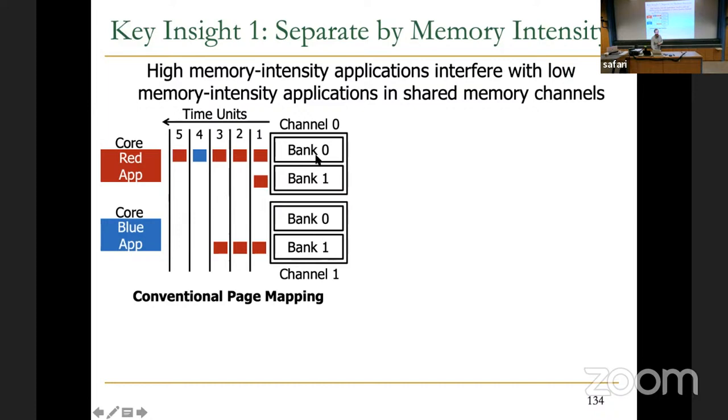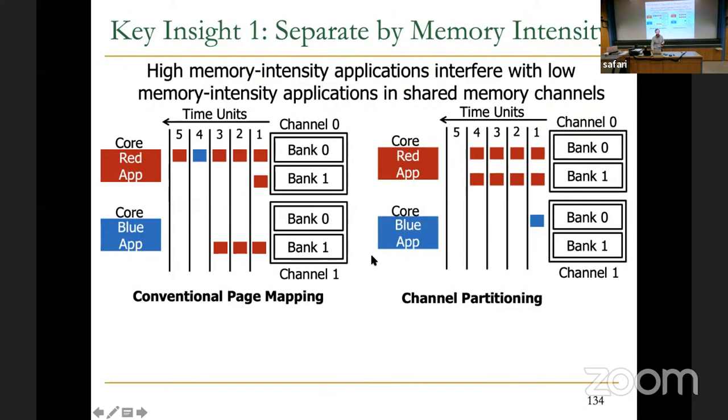A blue application may be mapped to a channel that the red application also is mapped to. And as a result, the blue application gets delayed significantly, as you can see. And it also causes interference to the red application. Whereas if you were able to partition the channels across these different applications, then both applications actually improve performance in this case. Right? This is a cooked up example, sure. But it also makes a case that it's possible to improve the performance of both applications if you have enough channels to map them across.